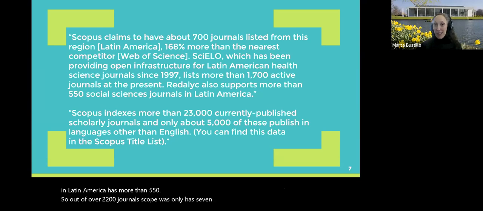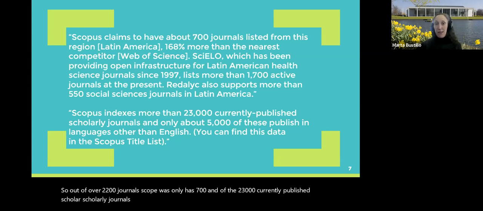And of the 23,000 currently published scholarly journals in the Scopus database, only 5,000 of these are published in languages other than English. I want to give you a second to think about that.